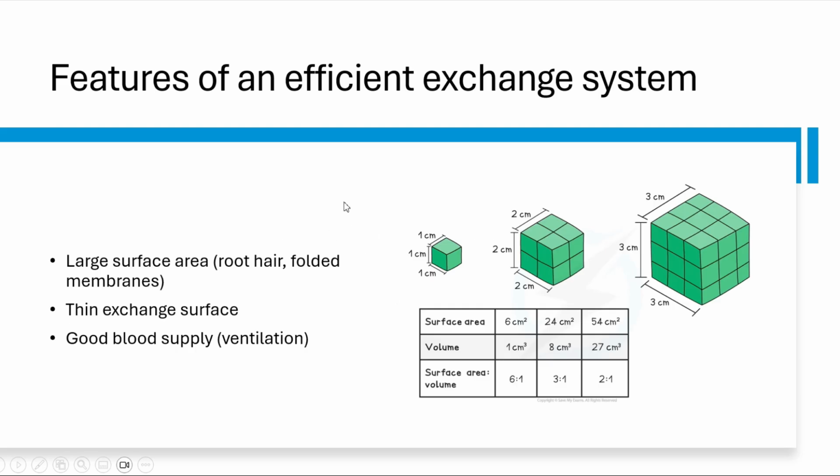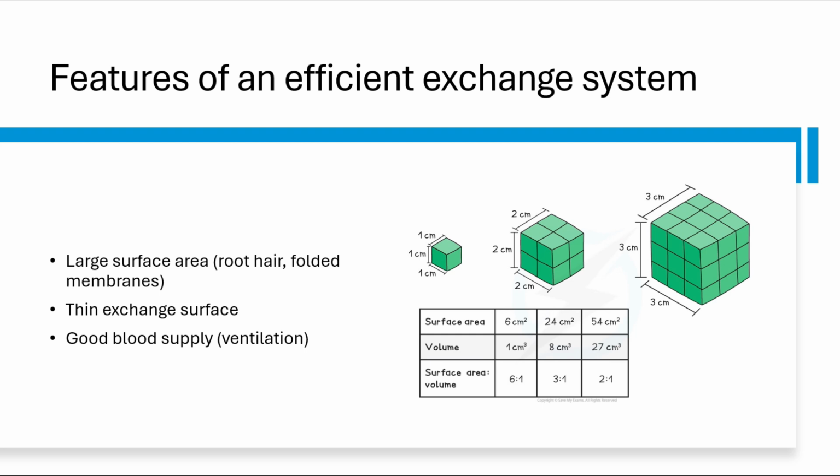So, features of an efficient gas exchange system. These three things have to be there for an efficient gas exchange system. First thing is large surface area. Surface area can be increased using root hair or folded membranes, and that's going to provide a larger surface area, which means a more efficient exchange system.